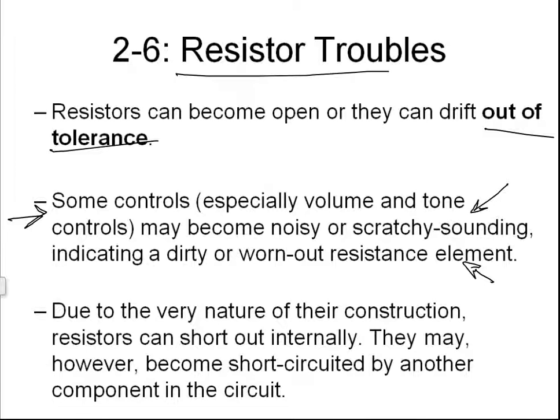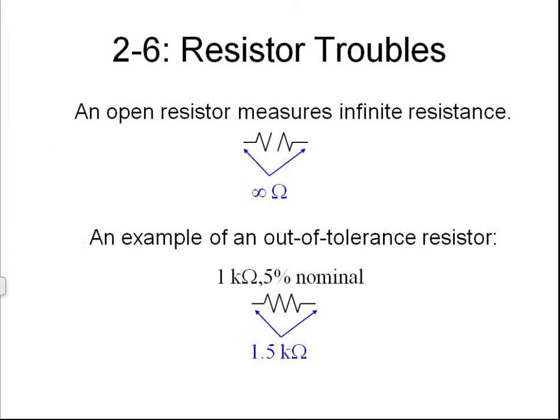Or resistors can just short out internally. They may become a piece of wire and form a short circuit, too much current, something else burns up besides them. You can usually find the ones that do because they've pretty well blackened the inside of the structure that they're in.